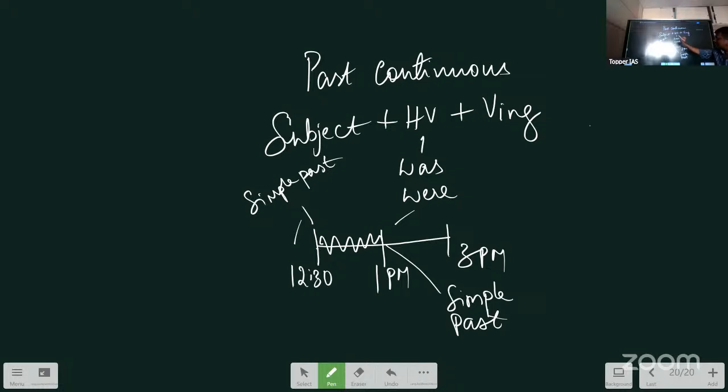And what is the structure? Same structure as continuous, but the helping verb will change.